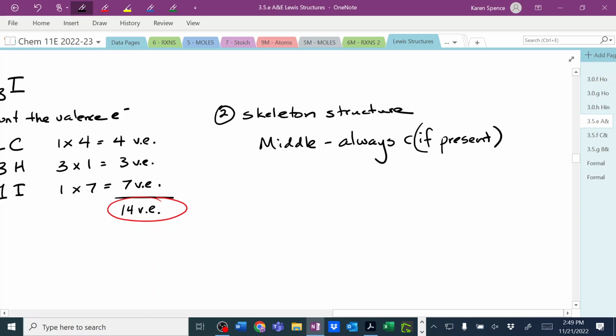Yes, Elliot. Yeah, although silicon doesn't tend to form a lot of molecules, not in the same way that carbon does. Now, if there's not any carbon, you can put the least electronegative atom in the middle.